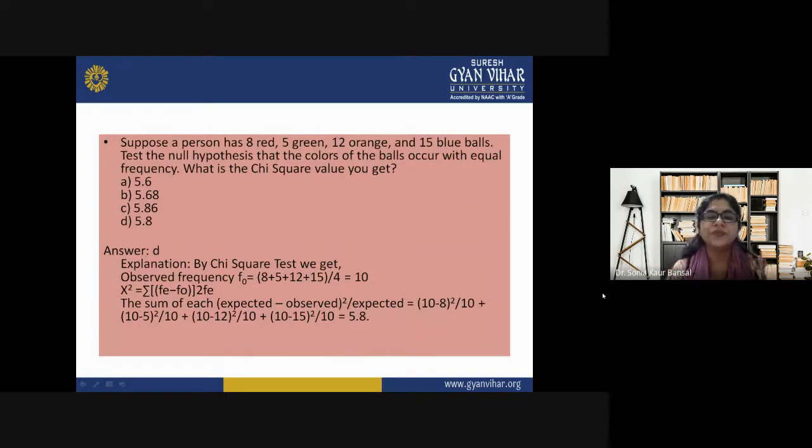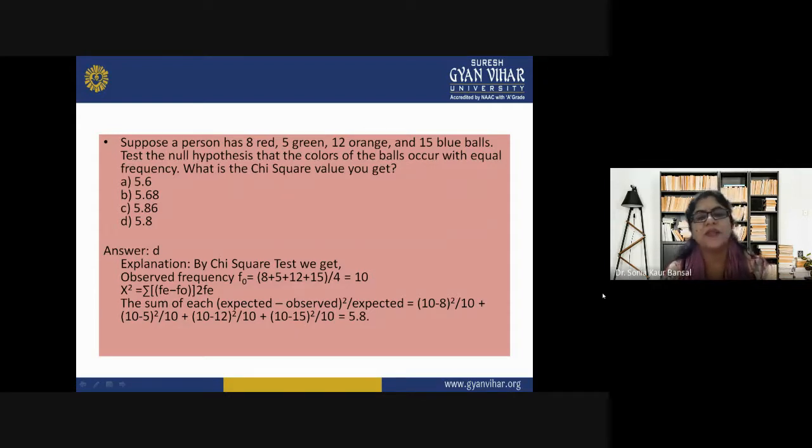Now next question, students. Suppose a person has 8 red, 5 green, 12 orange and 15 blue balls. So that means we are having 4 categories: red, green, orange and blue. And test the null hypothesis that the colors of the balls occur with equal frequencies. What is the chi-square value you get? 5.6, 5.68, 5.86, 5.8. Yes, the correct answer is option D, 5.8.